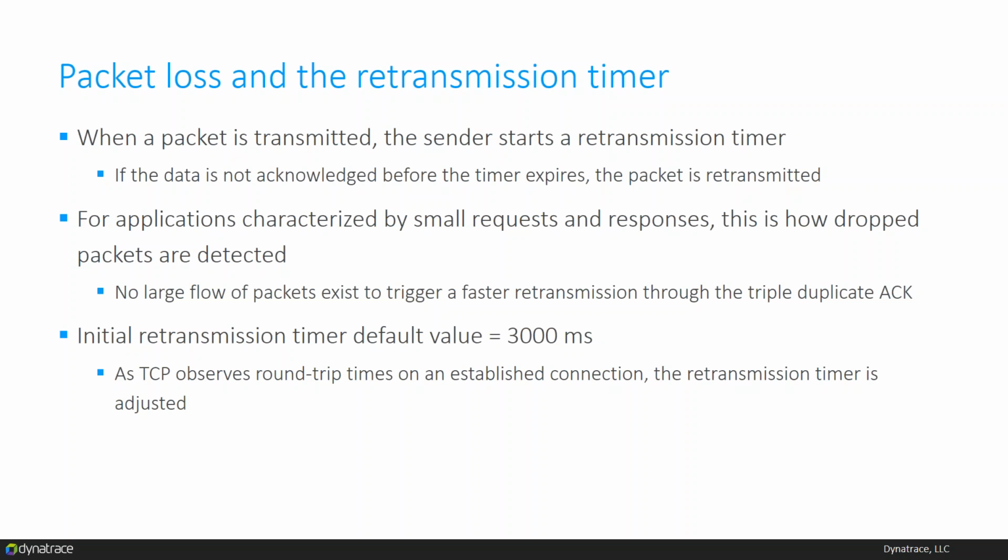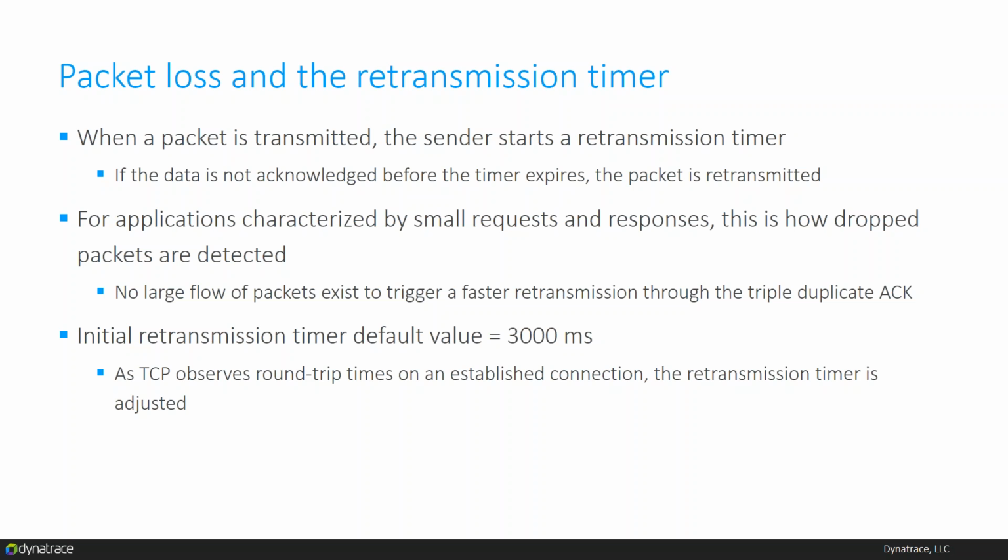Okay? So applications that are characterized by small requests and responses, right? How many packets is an HTTP GET request? It's 1 or maybe 2, right? Often the response from the server is 1 packet. So these are very small exchanges. We're never going to reach that condition of the triple duplicate ACK, which requires large flows of packets. The default initial retransmission timer, again, is 3 seconds.